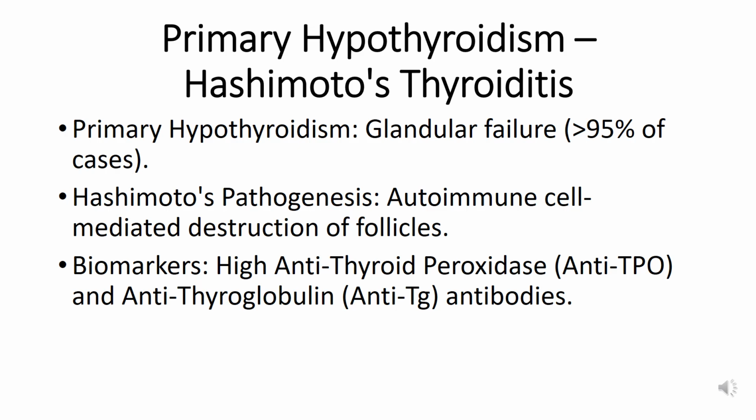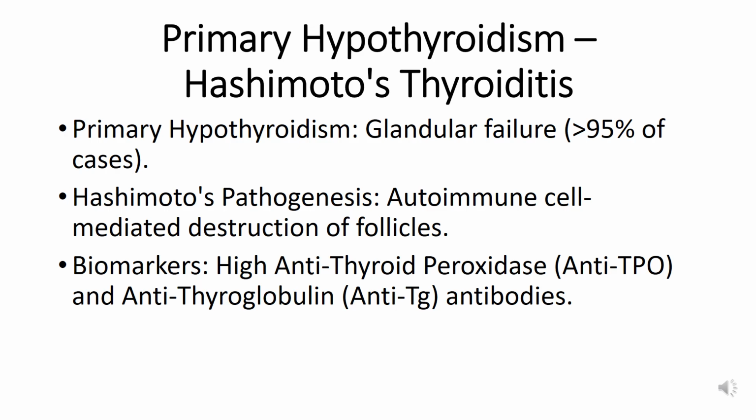In the early stages, the thyroid may still produce enough hormone to meet the body's needs. Many patients remain asymptomatic for years. As more follicles are destroyed, however, the gland's ability to synthesize thyroxine, or T4, and triiodothyronine, or T3, progressively declines. Eventually, thyroid hormone levels fall below normal, resulting in overt hypothyroidism.